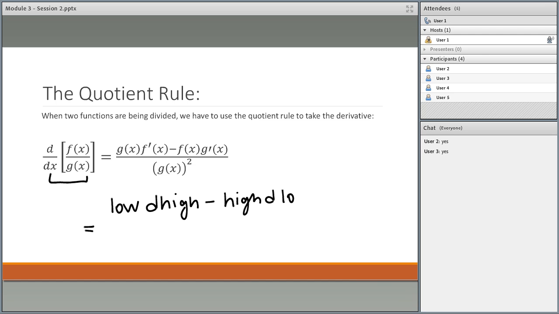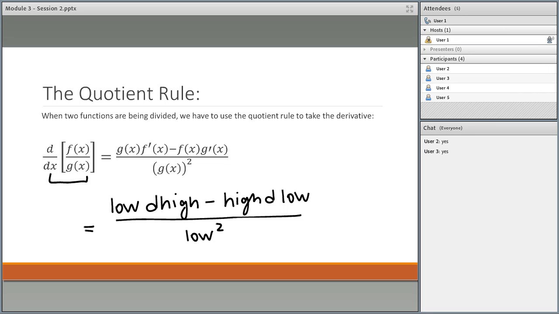I will explain in just a minute what all this means. So this is how I remembered the quotient rule: low d high minus high d low over low squared.